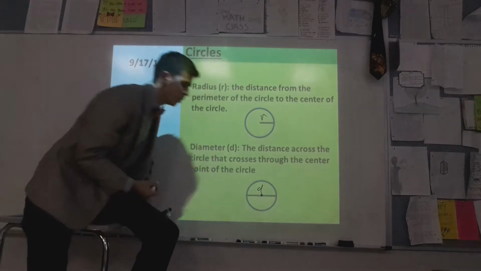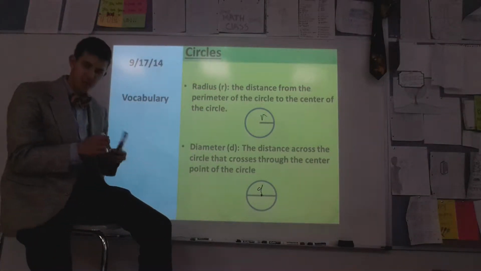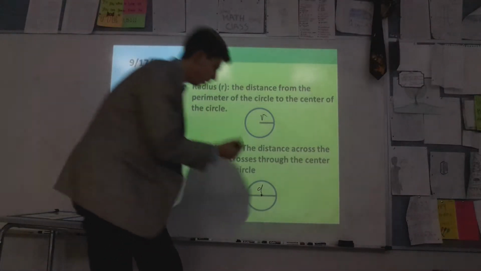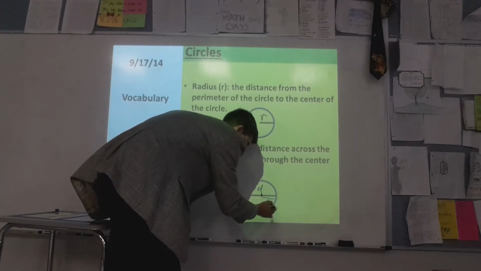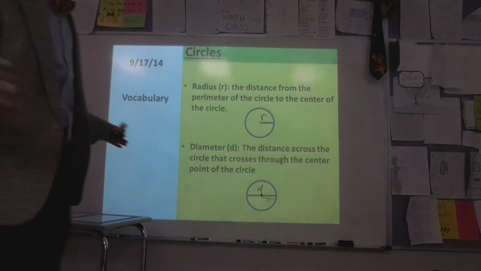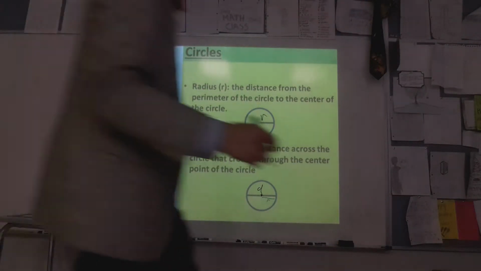It's important to note that the radius is 1/2 of the diameter. That's important for future problems. So go ahead and copy these notes down.